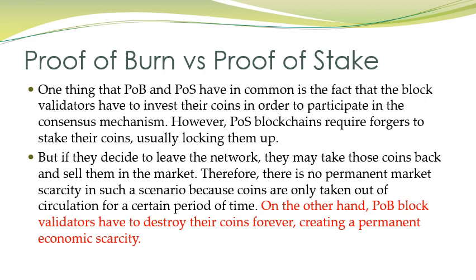So therefore there is no permanent market scarcity. The coins will not be lost in proof of stake. But in proof of burn, if the node wants to leave the network, and if a certain amount of coins were burned by the node, then it is not possible for the node to get those coins back. So therefore, on the other hand, proof of burn block validators have to destroy their coins.